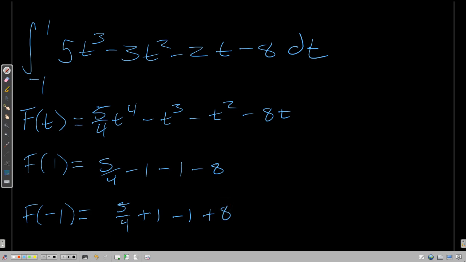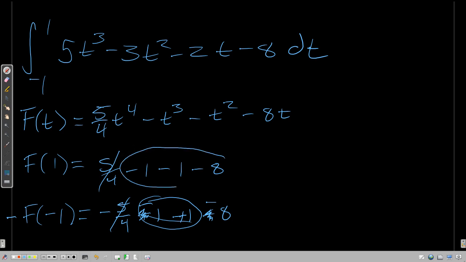Okay, and then I really want the negative of this, so all of these have to change sign. Then I can see what's going to cancel. This and this are going to cancel, and these two just add up to 0, so they're gone. So really what I have is minus 10 minus 8, so that's minus 18.